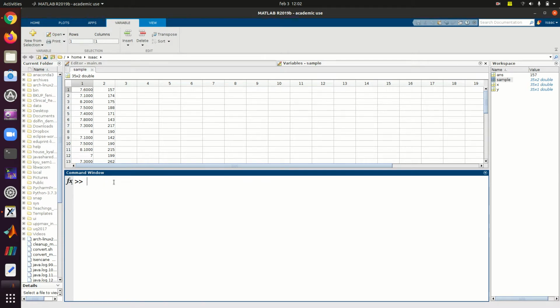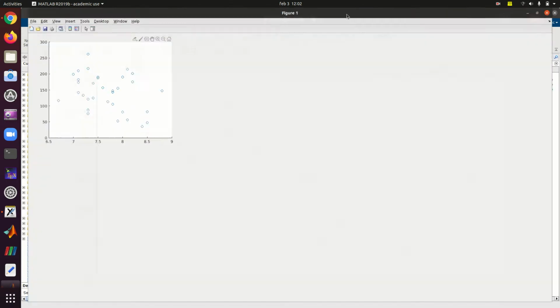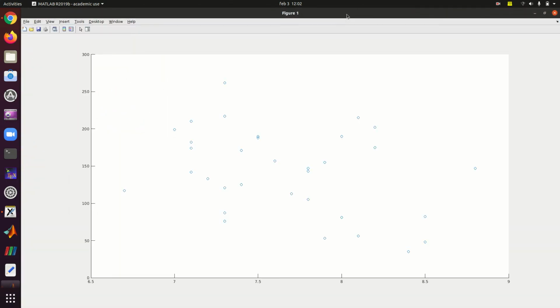So the next thing is we want the scatter plot, and the command is scatter, and then X, Y. So we press enter here, and this is our scatter diagram, or our scatter plot. So this is our data here.